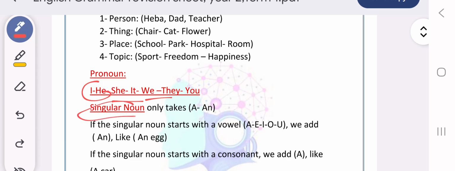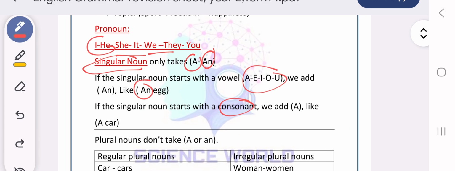So the singular noun, if we have only one girl, we can use a or an. If this girl, G for girl, G, it's not a vowel, it's a consonant. But if I said one ant, نملة واحدة, so the ant starts with a vowel, letter A. We will put an ant, an egg. But girl, a car. For the plural nouns, we don't use a or an.